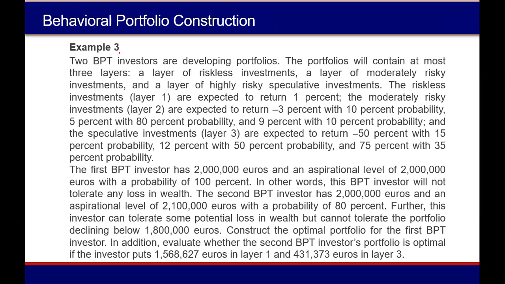We shared in the previous class that instead of looking at a single layer behavioral portfolio, look at the portfolio from three layers. The first layer will be a riskless investment or risk-free category, you may say a zero risk layer. The second layer will have a moderately risky investment, and the third or final layer will include highly risky speculative investment.